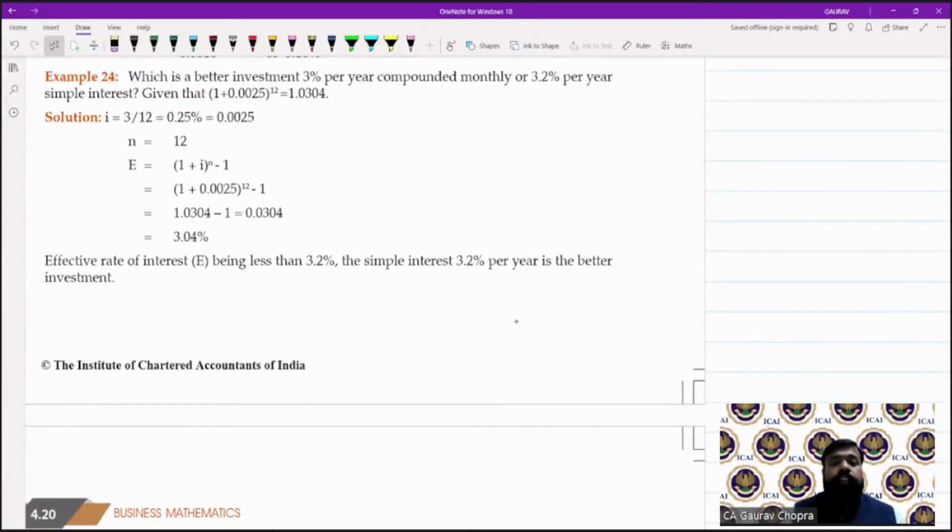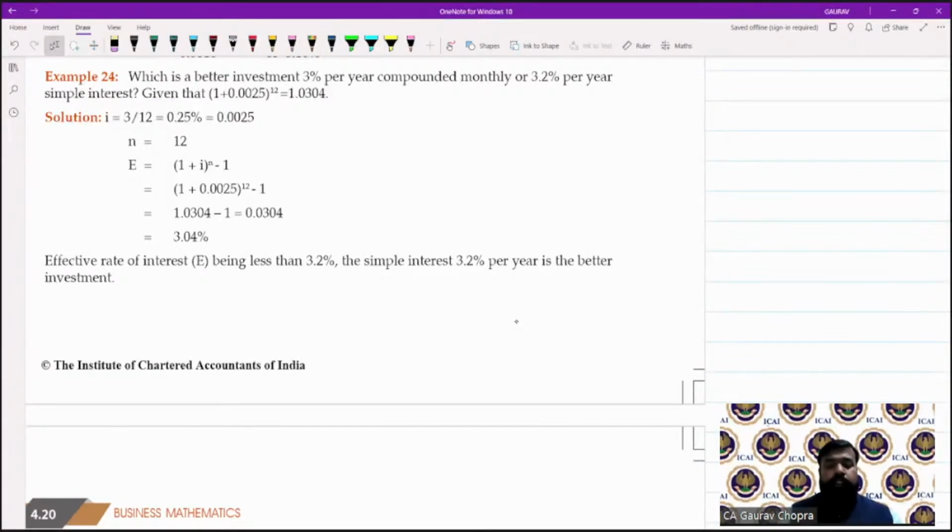24. Which is better investment? 3% per year compounded monthly, or 3.2% per year simple interest. Now there are two aspects, two situations, and we have to compare two situations and check which is the better investment.